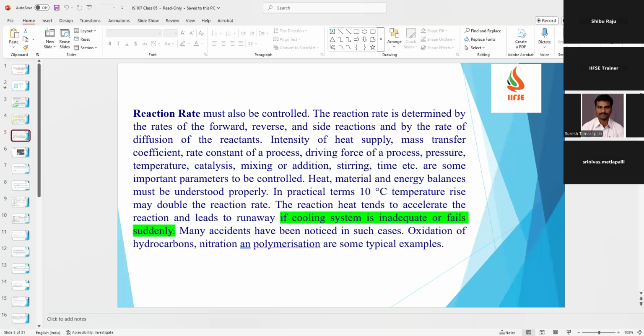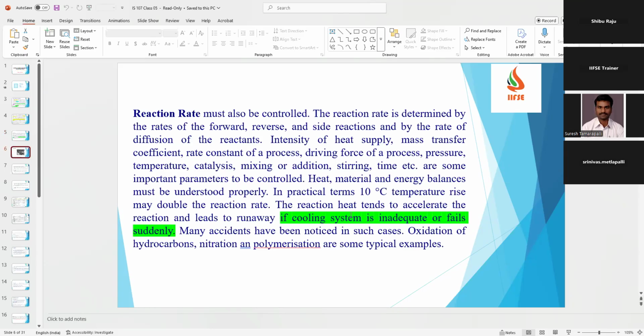Sometimes a 10-degree increase of temperature in the reaction chemical can lead to uncontrollable temperature, or it may suddenly increase the reaction rate, which means the speed of reaction, if the cooling system is inadequate or fails suddenly. Many accidents have been noticed in such cases. Oxidation of hydrocarbons, nitration, and polymerization are some of the typical examples of these exothermic reactions.